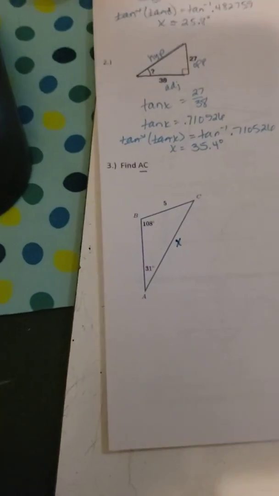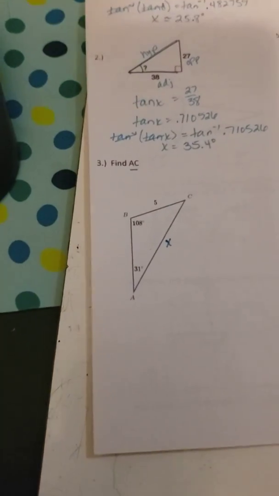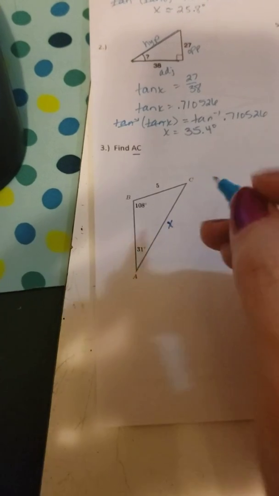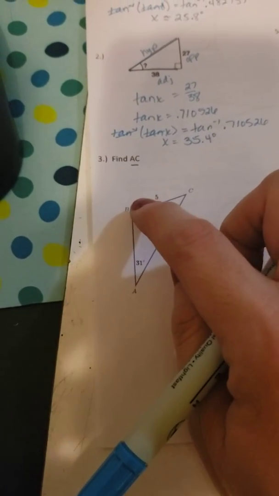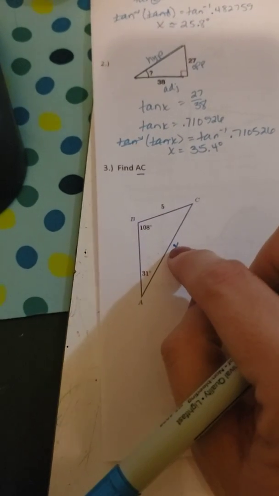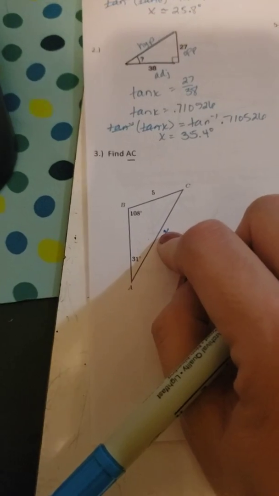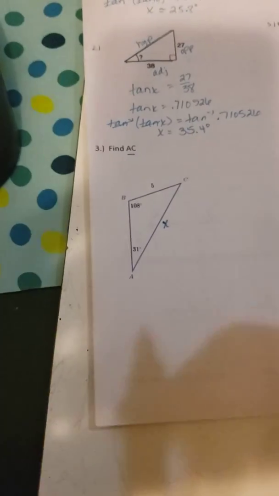So I'm going to call that X for right now. That's my missing side. I could also call it B because it's across from angle B. The law of sines says that the sine of each angle divided by the side opposite of that angle is going to be equal to the other angles divided by their sides as well.